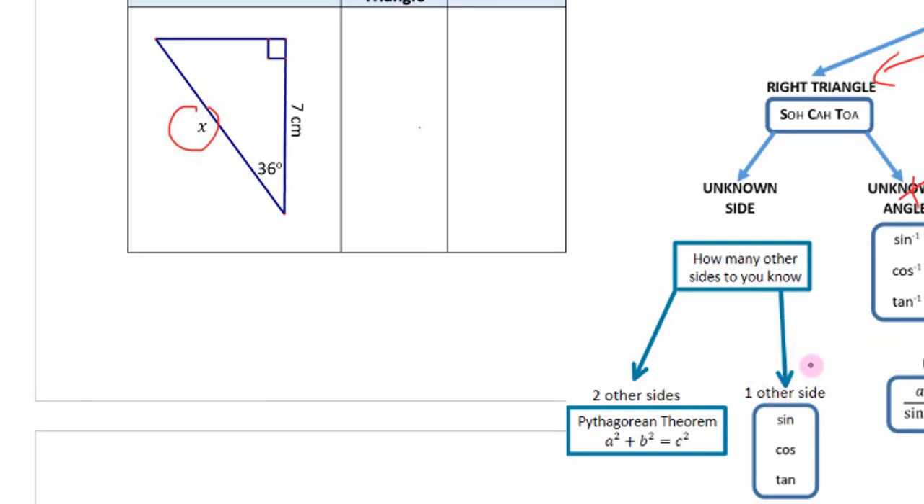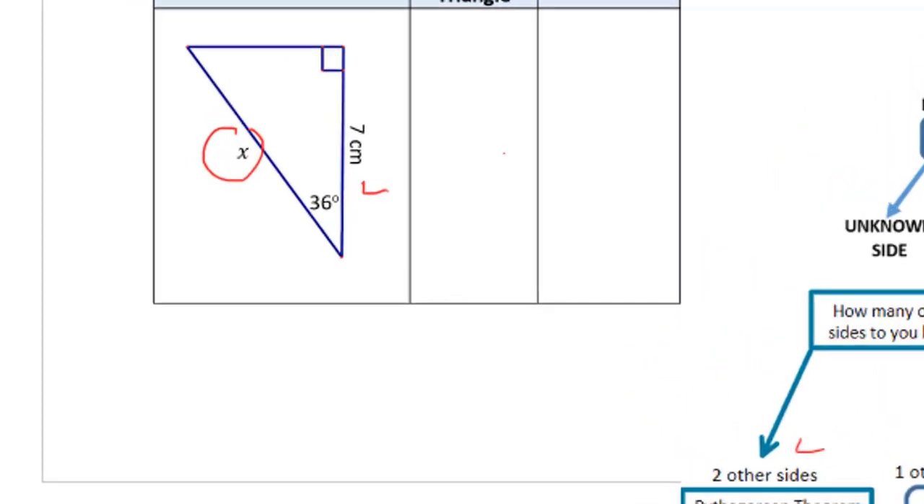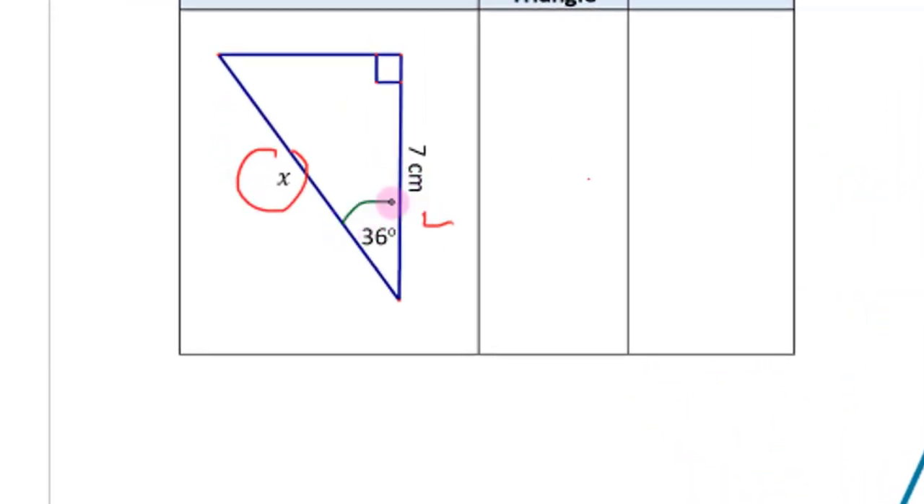Finally, are we given one side or are we given two sides? Well, in this triangle, we're only given one side, so that means that we have to focus in on our primary trig ratios. To solve this, we can now label this triangle with opposite, adjacent, and hypotenuse. So opposite is over here, this is the adjacent side, and this is the hypotenuse. And now we know that we're going to have to use our cosine primary trig ratio. Let's take a look at the next question.